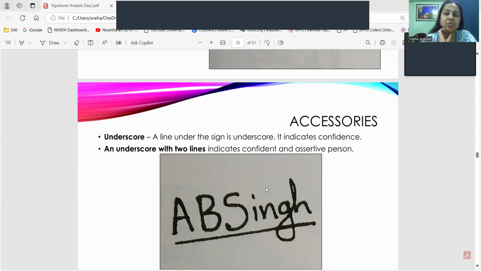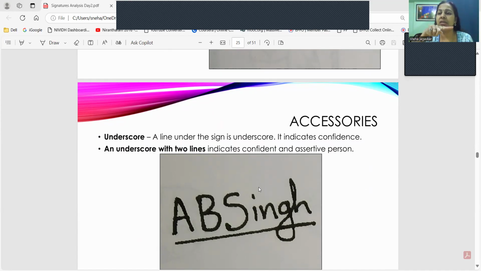Along with that, I'm going to speak about something called flourishes, which means doing some kind of design or mandala or drawing along with your signature or next to your signature. So all these aspects are going to be covered. Also, I am lastly going to speak about what exactly an ideal signature should look like. Now, the first accessory I'm going to speak about is an underscore.